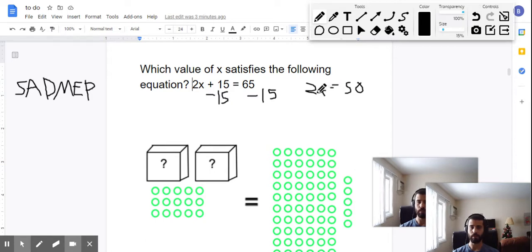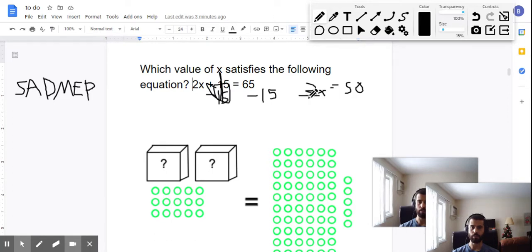Now we've got to divide by 2 because we have 2x right here. We want to do the opposite. We think of the thing that cancels it out. And you see in this backwards order of operations, we have multiplication comes later than addition. So we're all good there.